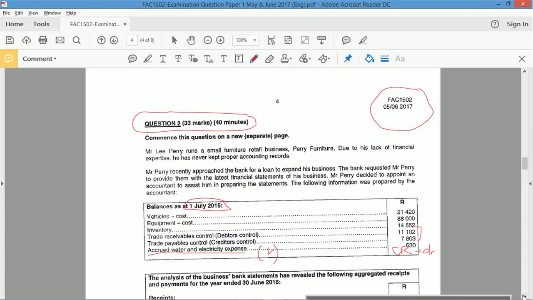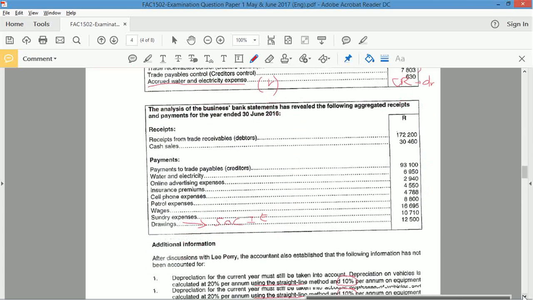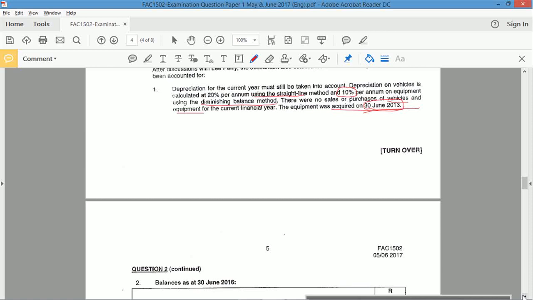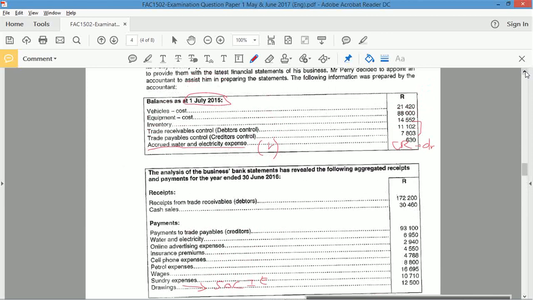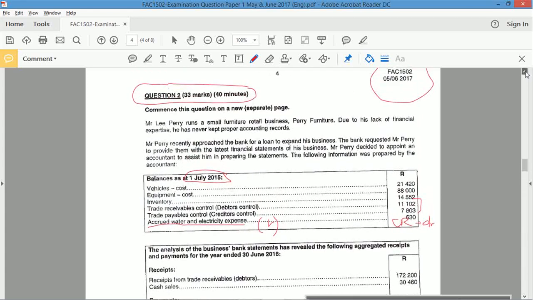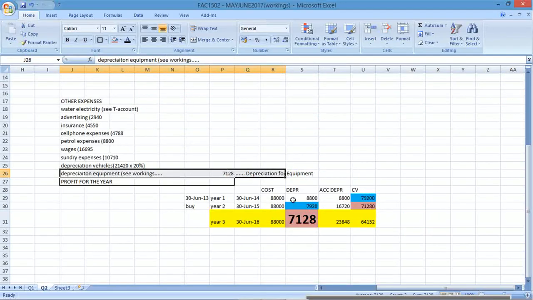That's where it ends. Yeah, but how is it possible that this question is worth 33 marks? It's possible because you had to do all those workings for the depreciation. I mean, that could easily cover 5 marks on its own. Okay, but we haven't finished yet. We need to wrap it up.